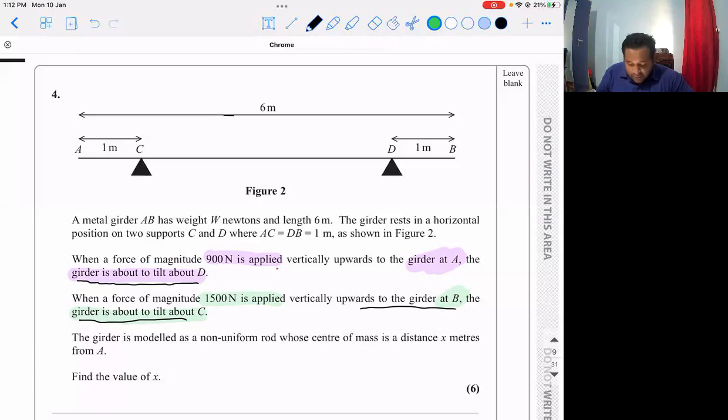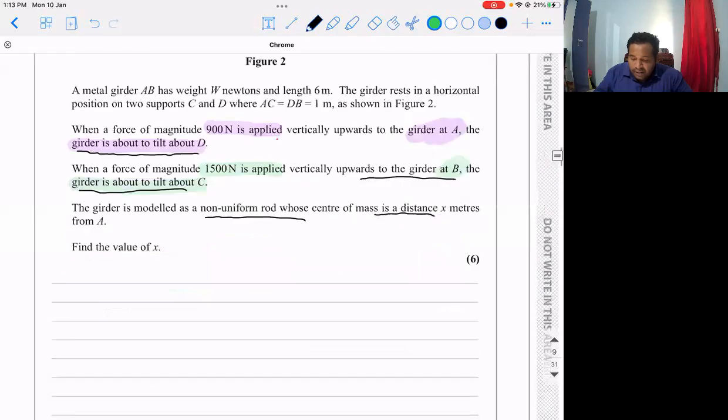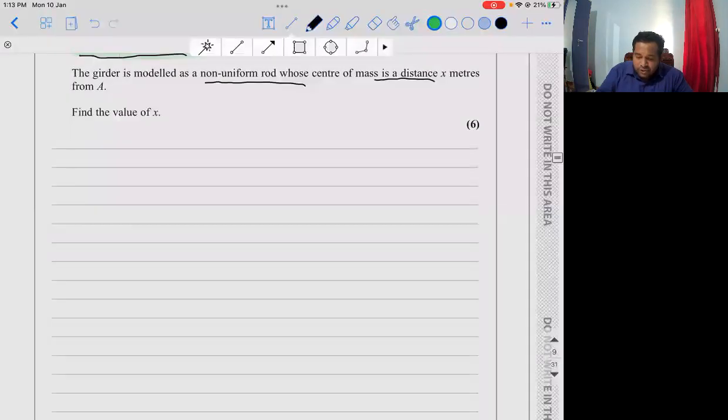Okay, the girder is modeled as a non-uniform rod. So what is the meaning of non-uniform rod? If it is a non-uniform rod, their center of mass is not acting exactly at the center. So what they are saying, the center of mass is at a distance of x meters from A. So find the value of x.